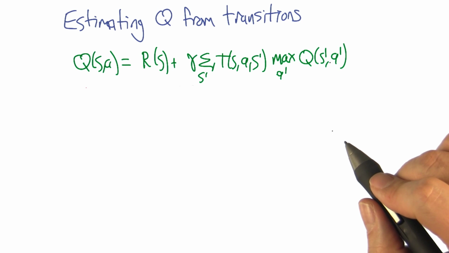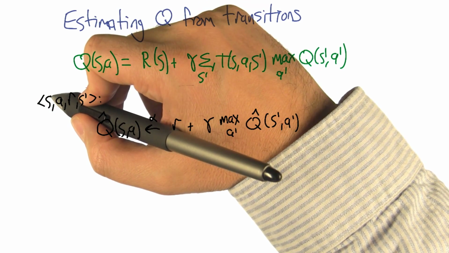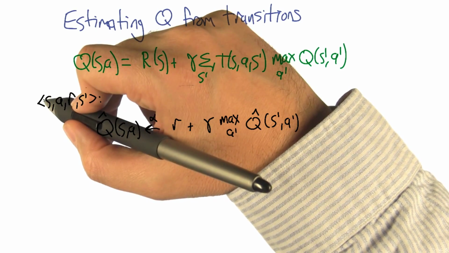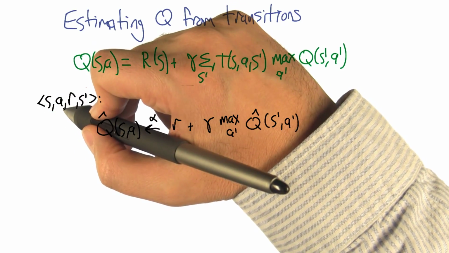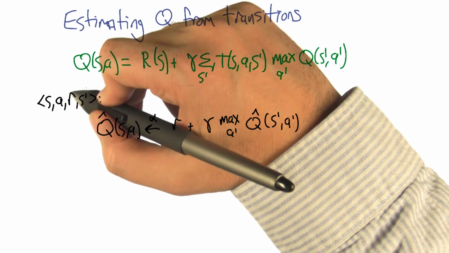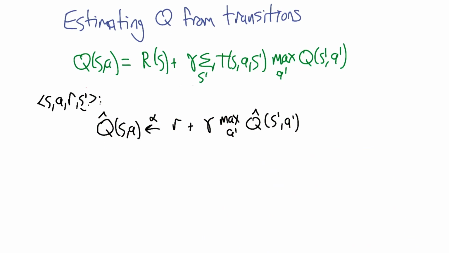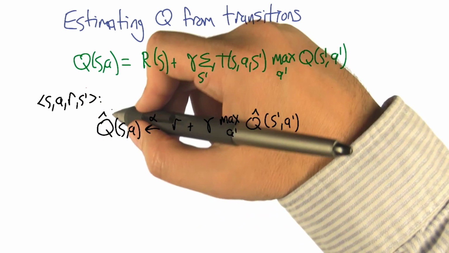Here's how we're going to use transitions. This is what a transition is. We observed that we were in some state S of the MDP, and then action A was chosen somehow. Then a transition happens. We land in a state, we get the reward for landing in that state, and we find out what state we're in. So that's the transition. And what are we going to do with it?